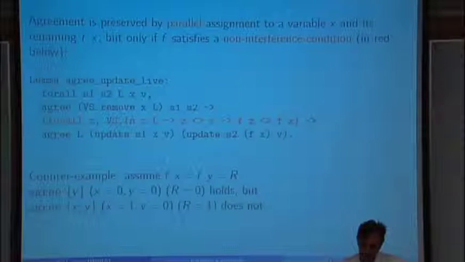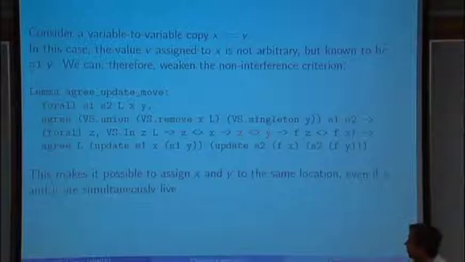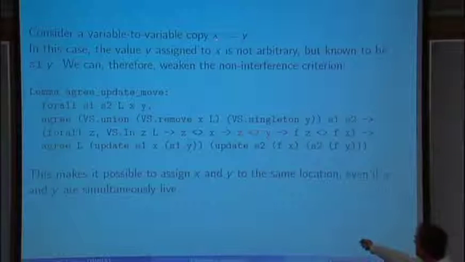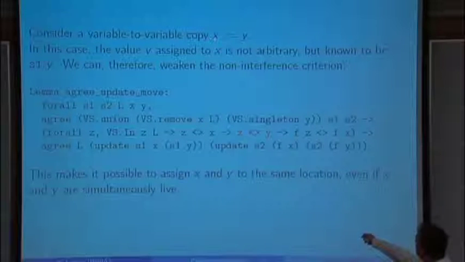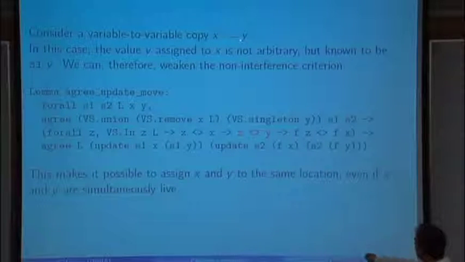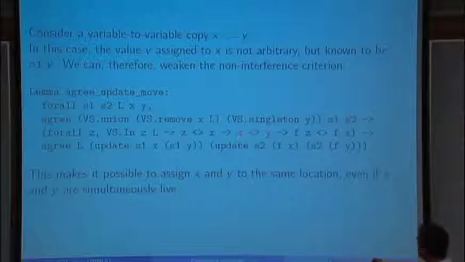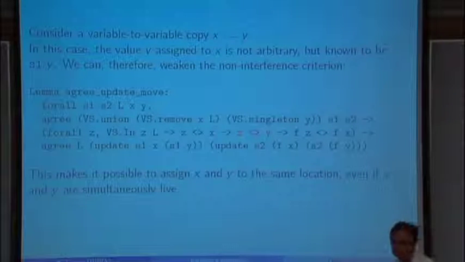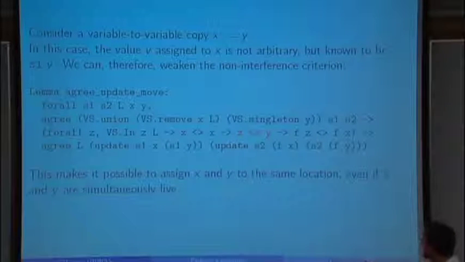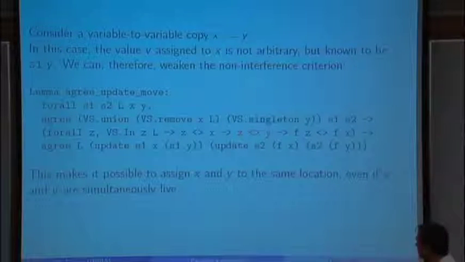And then we can refine that a little bit for moves. So variable to variable copy, X gets Y. Because in this case, what we are assigning to X is not an arbitrary value, but it's actually the value of Y. And so we can weaken the non-interference criterion by saying that it is OK for Y and X to share a register. Still all other live variables Z, different from X and different from Y, should not map to the same location as X, but Y can map to the same location as X.